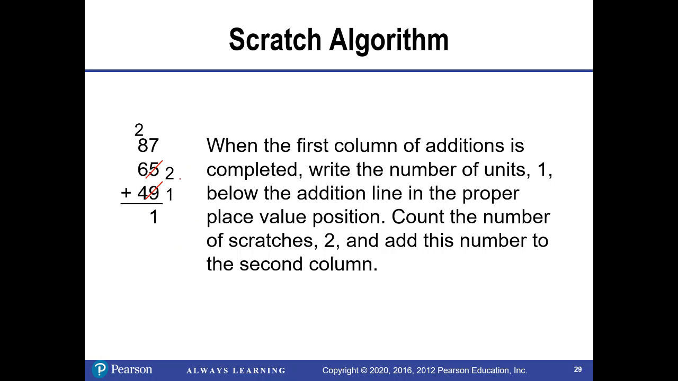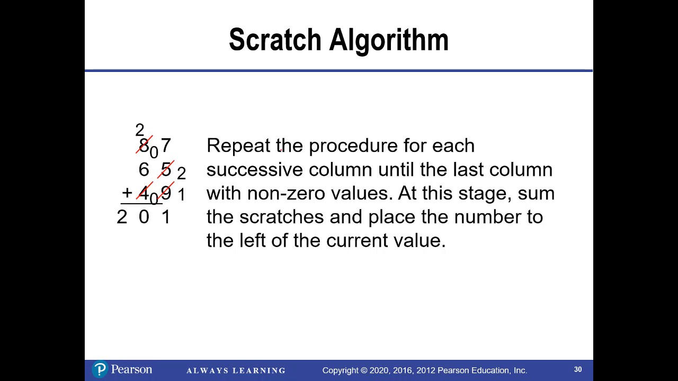Now we count how many scratches we've made. We've made 2 scratches in this column, so we write a 2 at the top of the next column because we've scratched out 2 values.